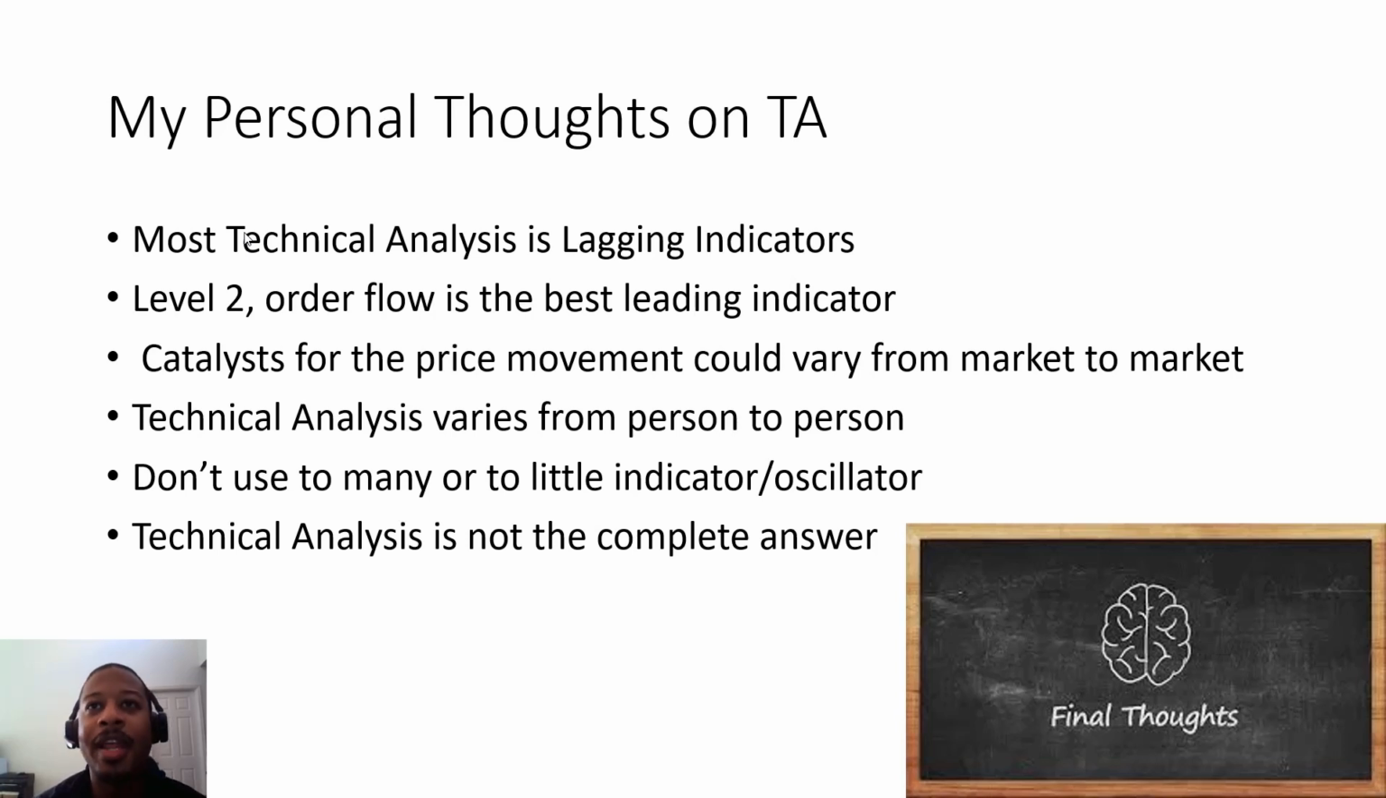Again, most technical analysis are lagging indicators. Well, pretty much all of them are, except for like level two. And level two, and order flow is like the best leading indicator to kind of predict price movements. When you can combine those two together, you become very, very good at trading and managing your risks and all that good stuff. That's great, which is what I do.